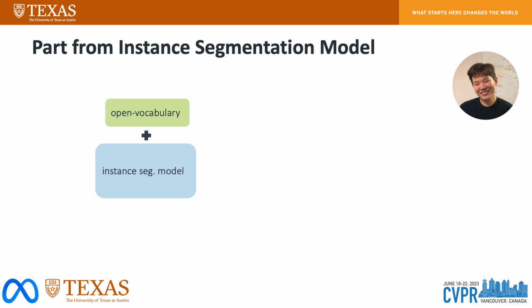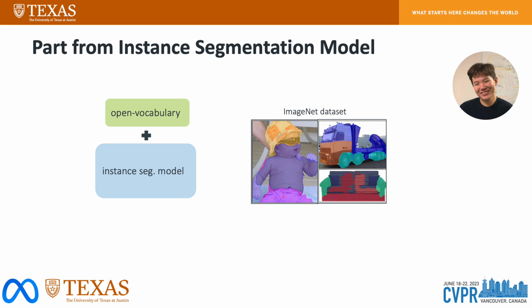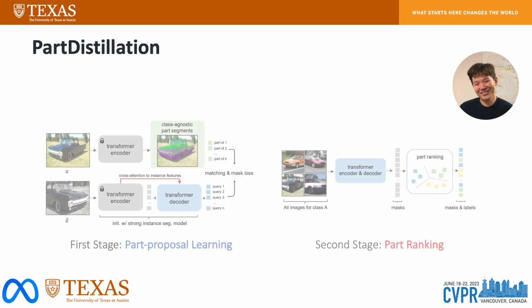PartDistillation combines with an open vocabulary instance segmentation, enabling it to generate instance segmentation mask for a wide range of class labels. As a result, we are able to generate part segments for more than 10,000 object classes from the ImageNet dataset. Our work is about self-training with these part segments.